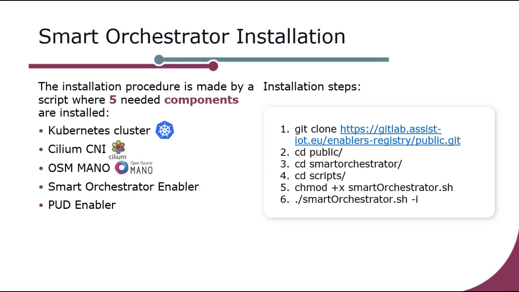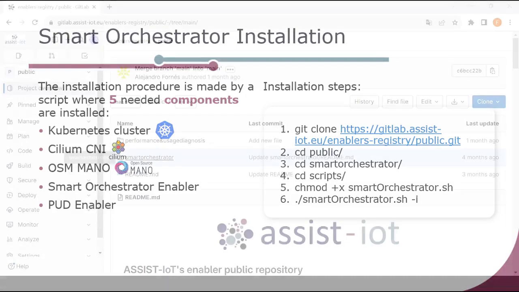These scripts include 5 components: Kubernetes as the orchestrator for virtualized services, a CNI for managing cluster networking and security, the OSM orchestrator, the API with the scheduler, and the PUD enabler, which essentially functions as a Prometheus. This is the script.